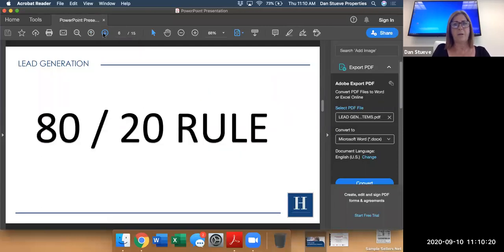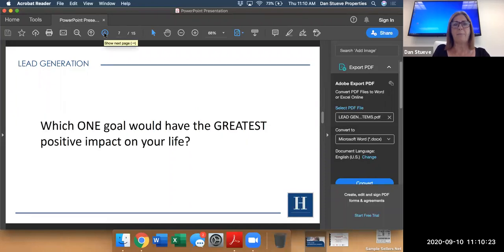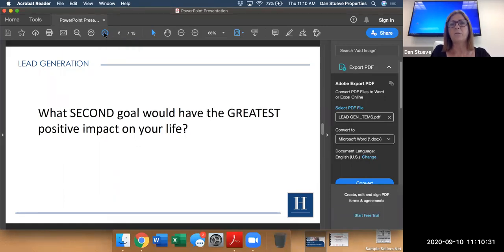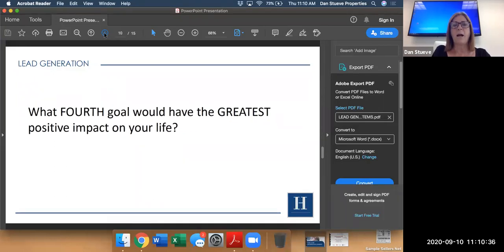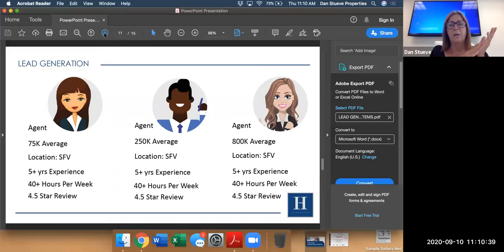I'm going to go through a couple of things here. The 80-20 rule, I always bring it up in every class. What is the one goal that will have the greatest positive impact in your career? What is the second goal that will have the greatest positive impact? And what is the third goal? As we go through these goals, I want to talk about the single most important thing you can do in any given day. It's to lead generate. Even if you're super busy and you've got 3 escrows going on, that's fine, but you must find time during the course of your week to find new people and nurture the ones that you have.